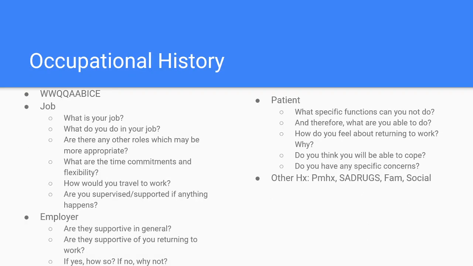So to go into a bit more detail, in an occupational medicine OSCE, you always want to say, what is your job? And then they'll say something like hairdresser. And then you have to follow up with, what do you do in your job? In which case they'll be like, oh yeah, I wash people's hair. And then they'll have irritant contact dermatitis or something. And then you'll be like, stop washing people's hair. And then the next thing is, are there any roles which may be more appropriate, which would be cutting people's hair instead.